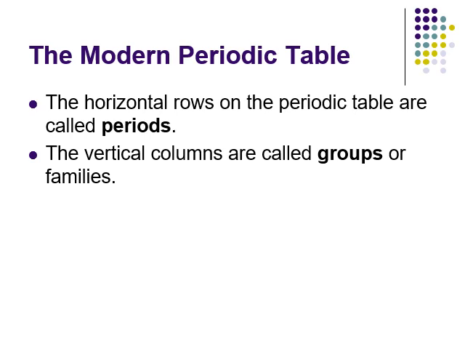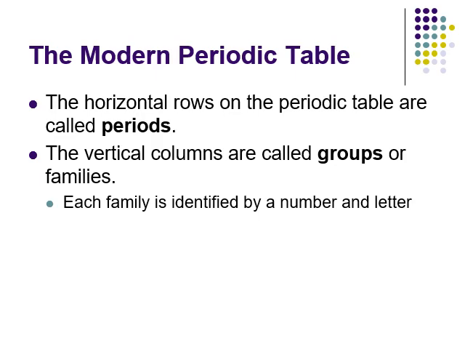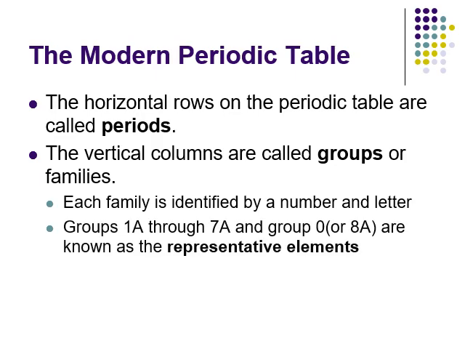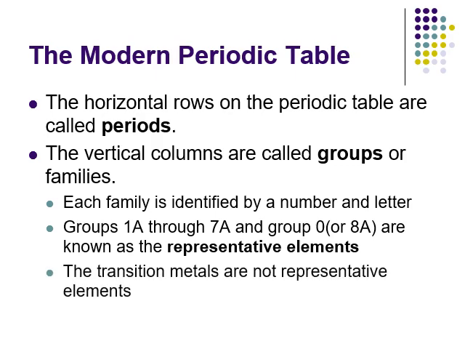I think families are easier to remember because they share similar properties, just like people in a family share similar properties. Each family is also designated by a number and a letter. Any group or family that ends in an A is what's called a representative element. And the representative elements are called that because they kind of represent the range of properties that we see on the periodic table. That's where we're going to live for most of the year. The elements that end in a B are called the transition metals. Those are the ones in the middle. Those are not your representative elements.